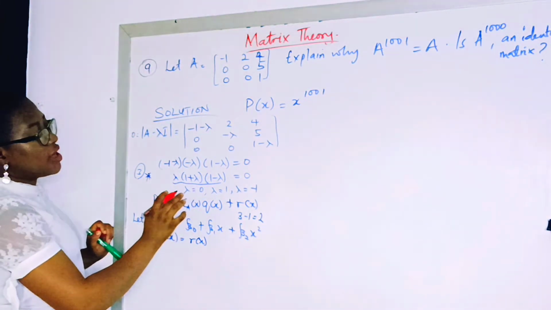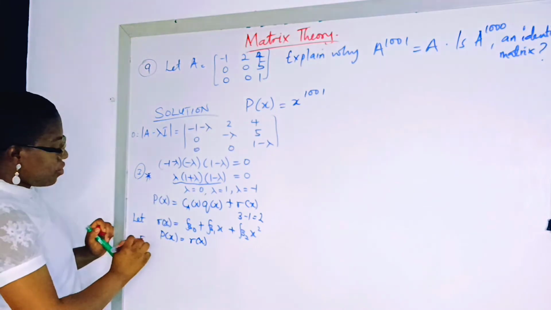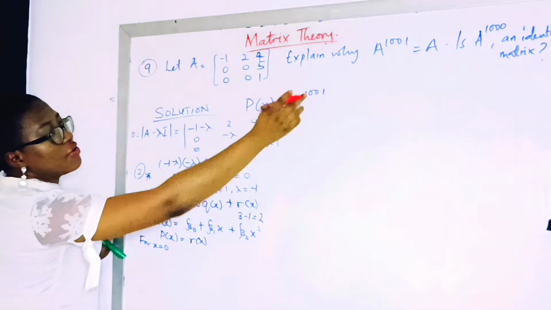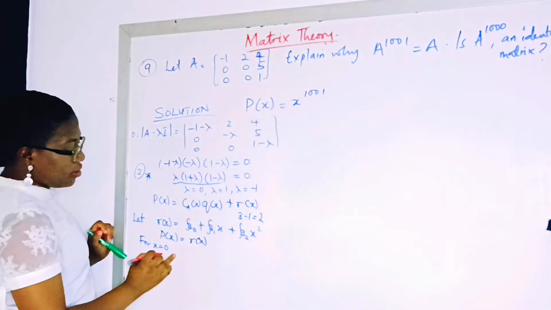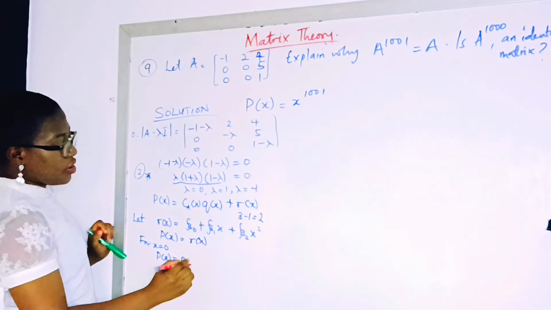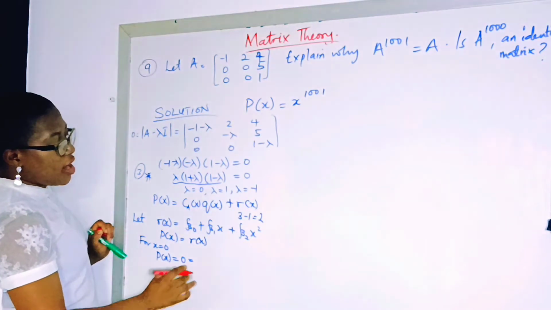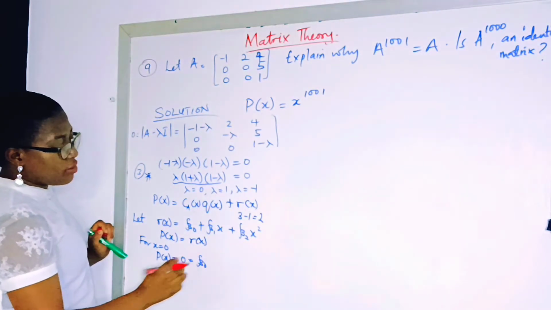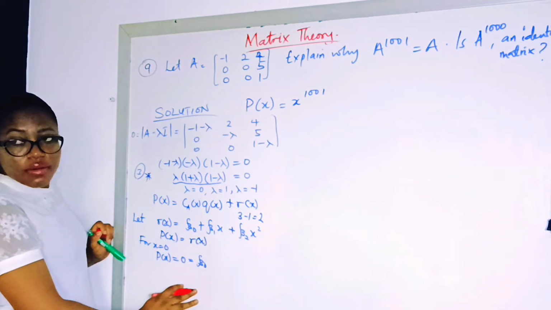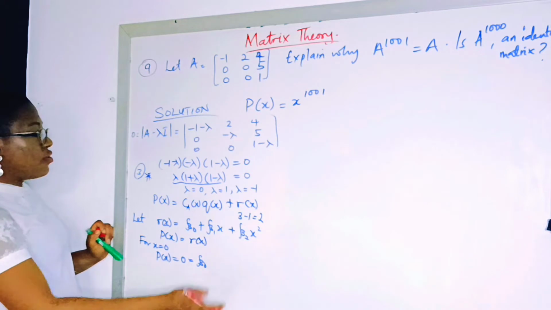So we are now going to take x to be 0 first. For x equal to 0, p of x will be 0 raised to the power 1000, which is 0. So p of x is equal to 0, which is equal to r of x. r of x is just beta naught, because every other term is 0. So we have gotten beta naught is 0.